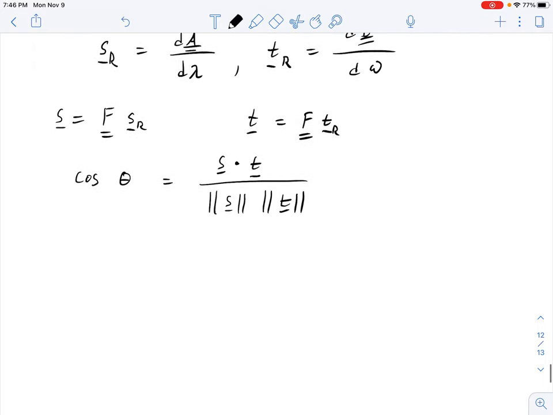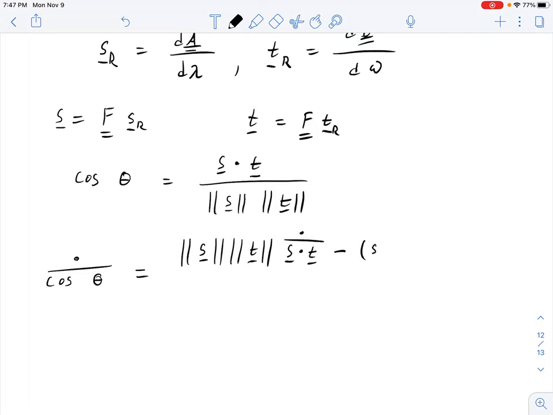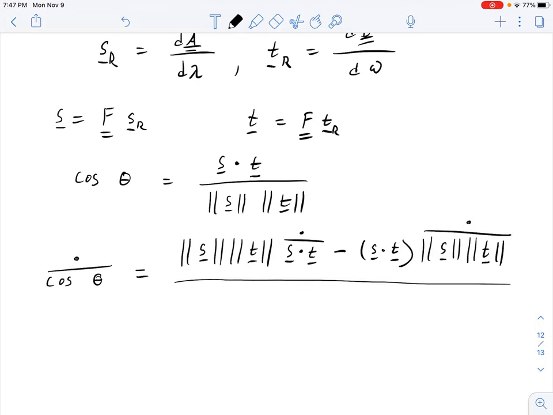So if we look at the time derivative of the cosine of theta, we just take the time derivative of that whole mess using the quotient rule. It is equal to the bottom times the time derivative of the top, minus the top times the time derivative of the bottom, all over the square of the bottom there.